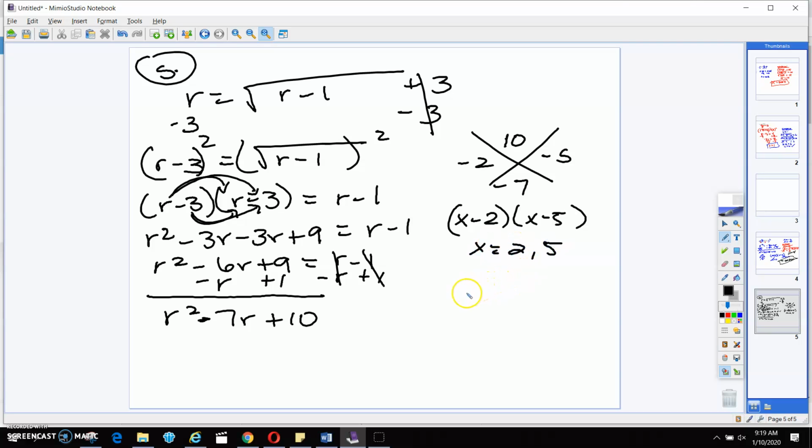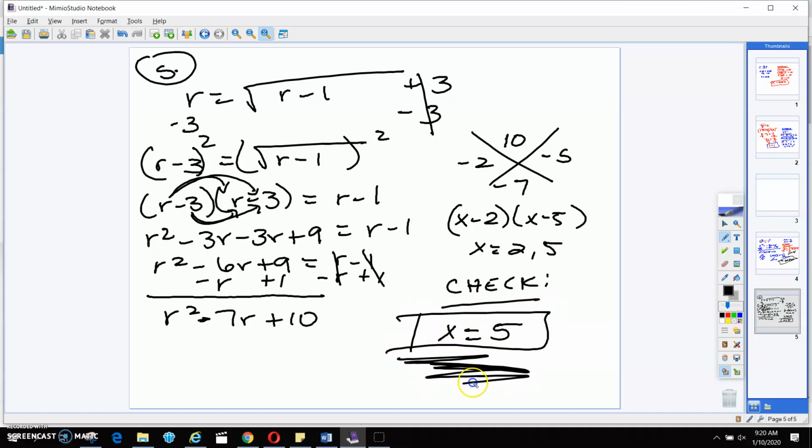What's our last step? Check it. Go ahead and take a moment and try to check that on your own. When you plug in 2 and 5 to check, the only one that's going to work is 5, because 2 is going to give you an extraneous solution. So your final answer is going to be r equals 5. You're not even going to talk about that 2, right?